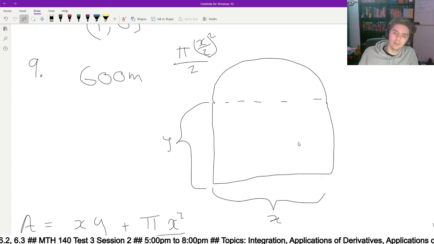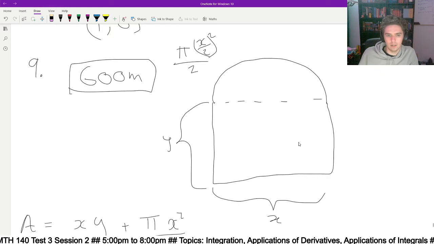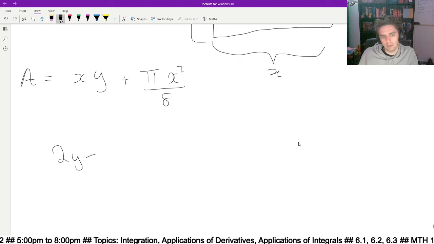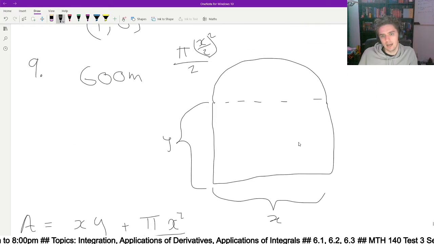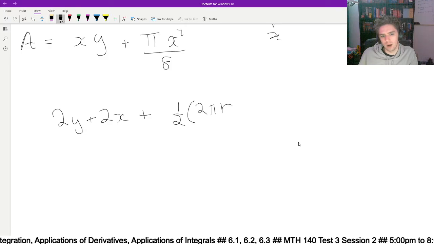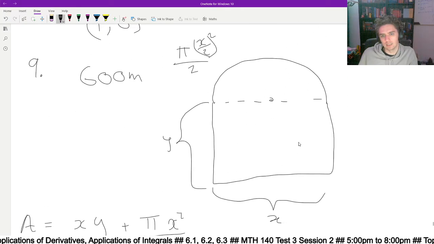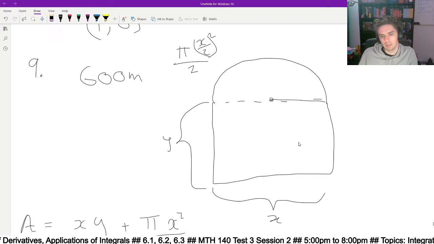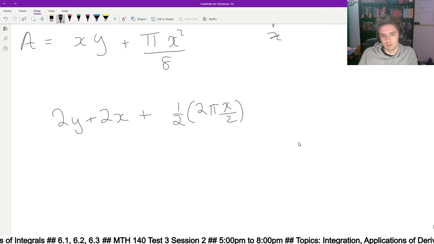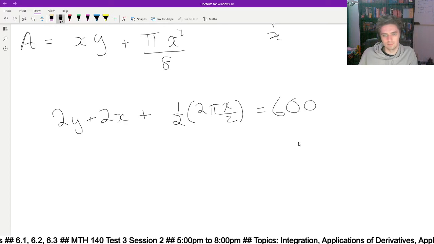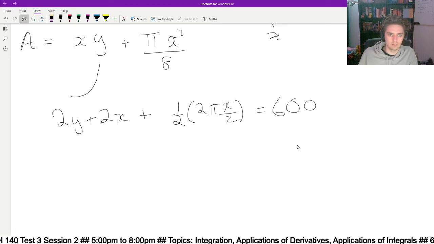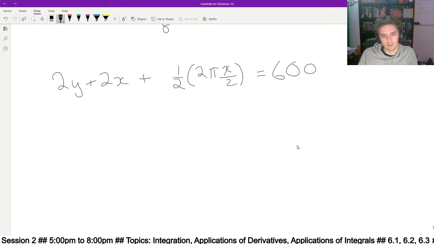And so another thing we know from this value right here is that the perimeter has to add up to 600. So 2y plus 2x plus half the circumference of the circle. So 1/2 2 pi r. But remember the radius is going to be x over 2. So it's 1/2 x over 2. This is equal to 600. Using this equation, we can get an expression for y in terms of x, put it in, and then take the derivative and all that.